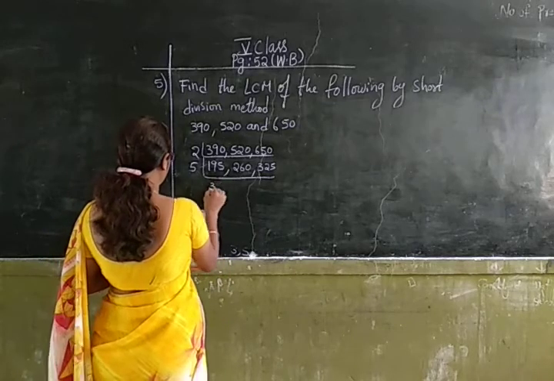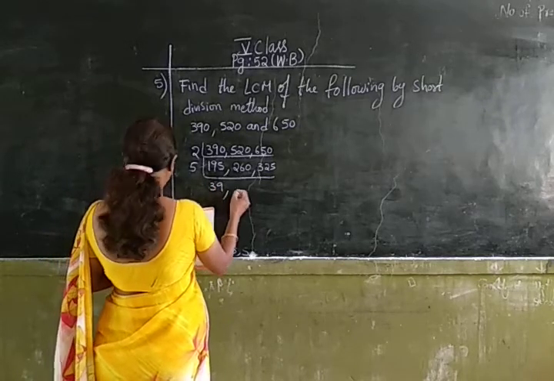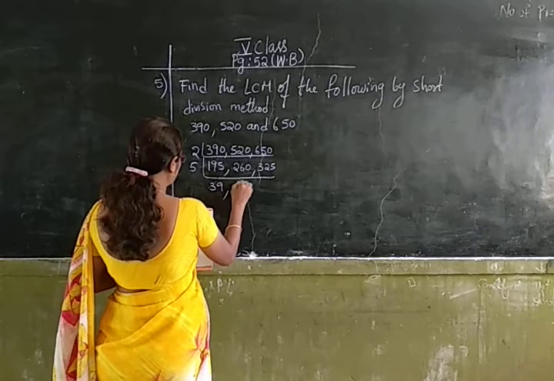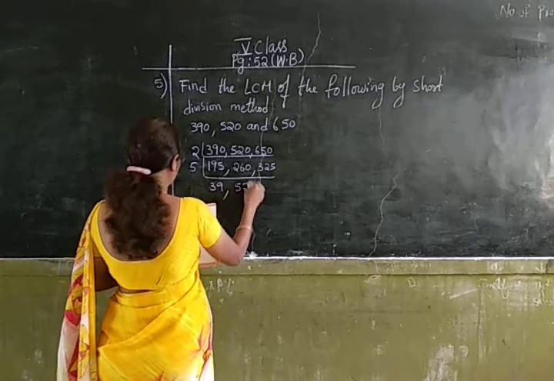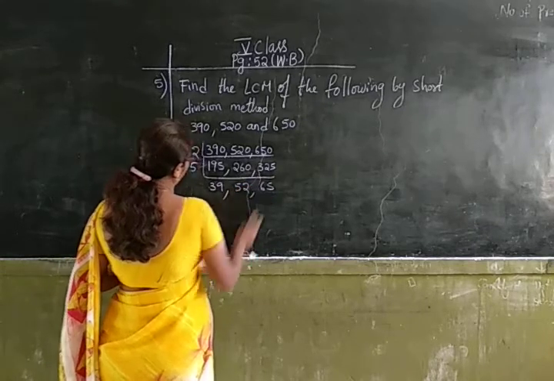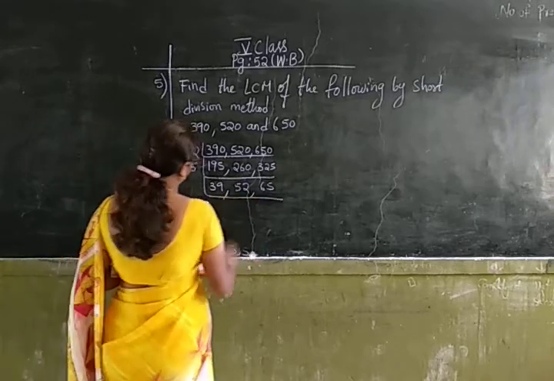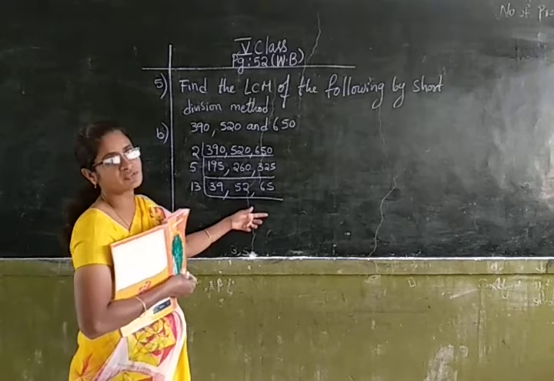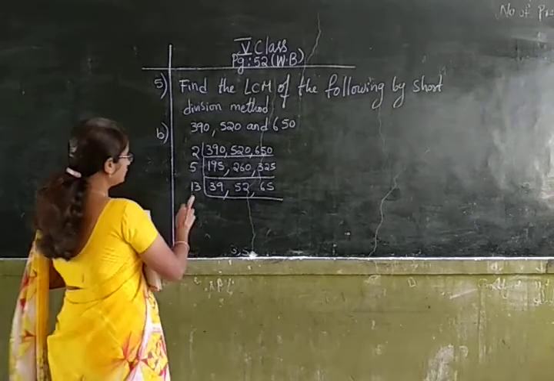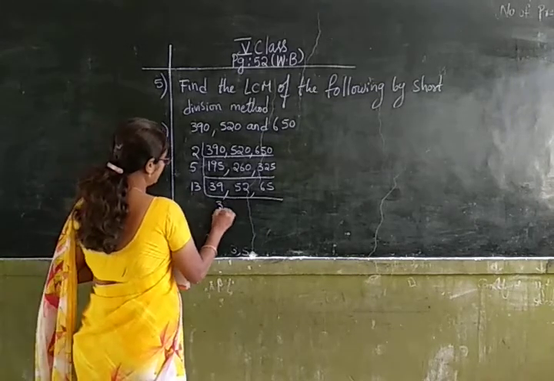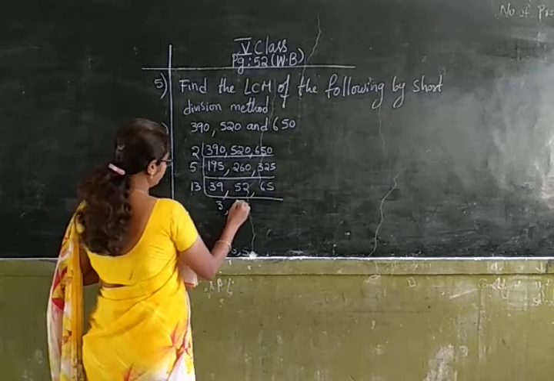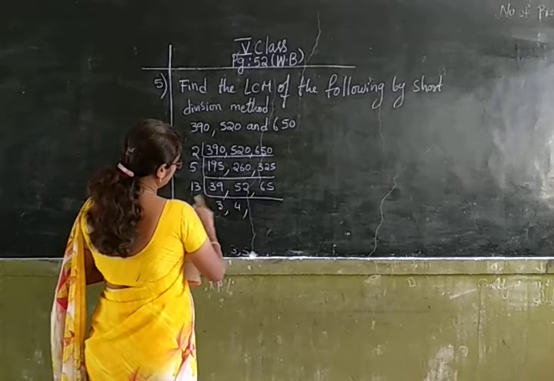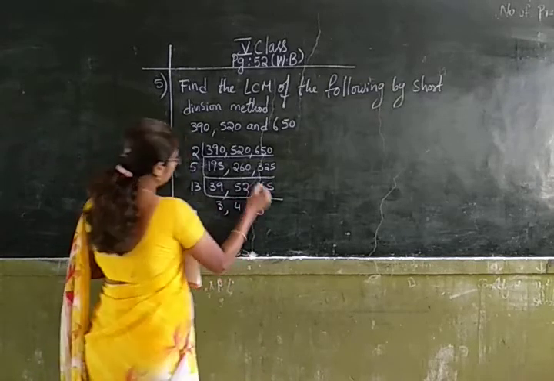Now let us take the 5 table. 5 goes in 195 39 times. 5 goes in 260 52 times. 5 goes in 325 65 times. Now let us take the 13 table. All these numbers are in the 13 table. 13 goes in 39 3 times. 13 goes in 52 4 times. 13 goes in 65 5 times.